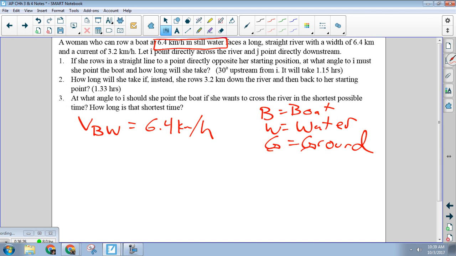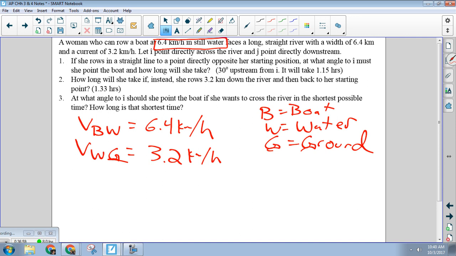Okay, so that's the velocity of the boat relative to the water. Now, the river has a width of 6.4 kilometers and a current of 3.2 kilometers an hour. So it tells us that the velocity of the water relative to the ground is 3.2 kilometers an hour, right? Notice I haven't done anything with my directions yet. These are just magnitudes at this point.